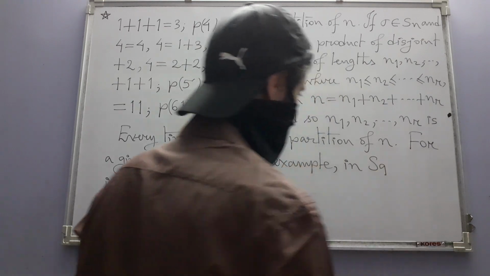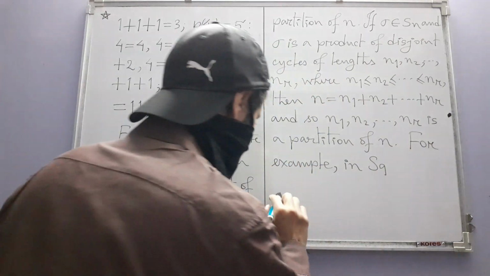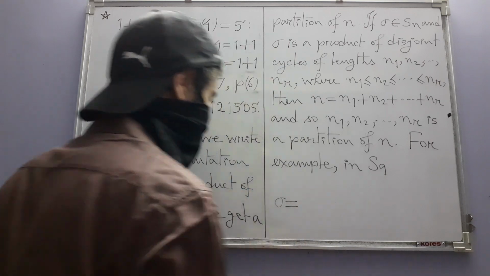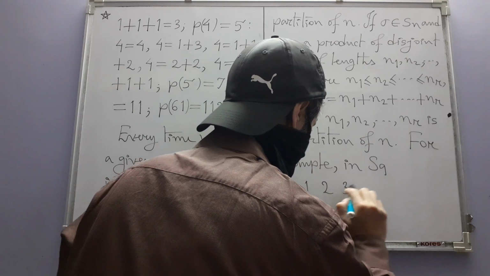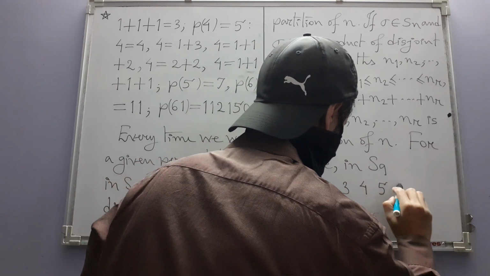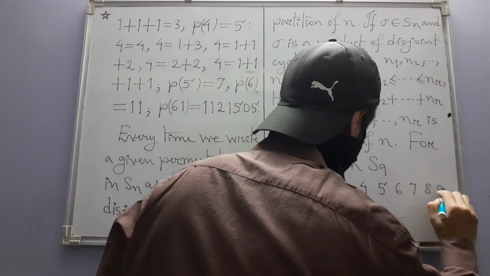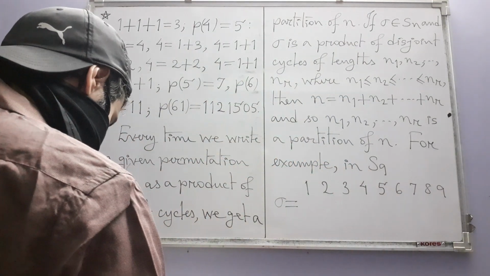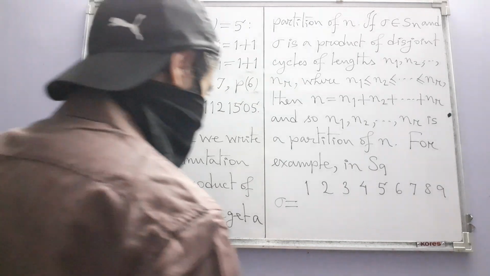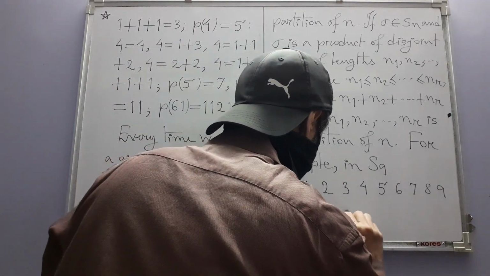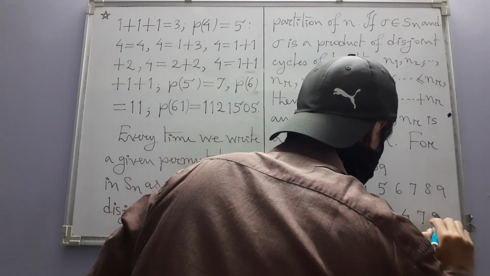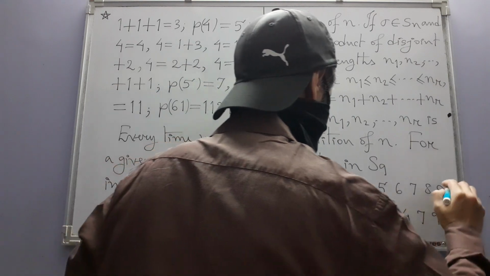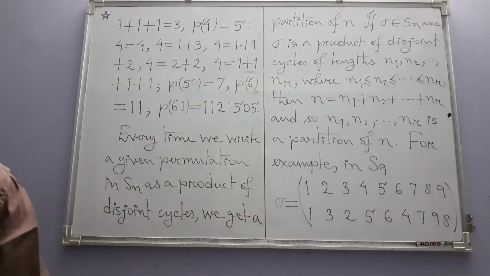In S9, if we look at this particular permutation, 1, 3, 2, 5, 6, 4, 7, 9, 8, then we can of course write it as a product of disjoint cycles.